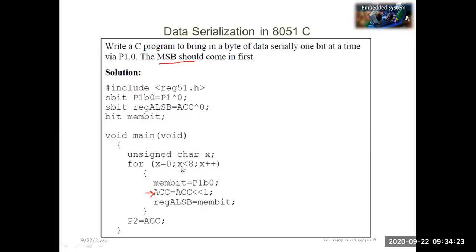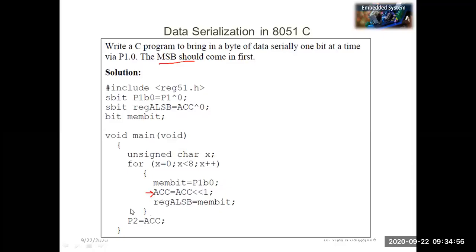For x is equal to 0, x is less than 8, x plus plus, means whatever statements are in this loop will be repeated 8 number of times, because we are going to receive 8 bits on pin number 0 of port 1, P1.0. First I am reading what is the data on pin number 0 of port 1 into mem bit. So after execution of this statement, in mem bit we have whatever data, 0 or 1, is available on pin number 0 of port 1.